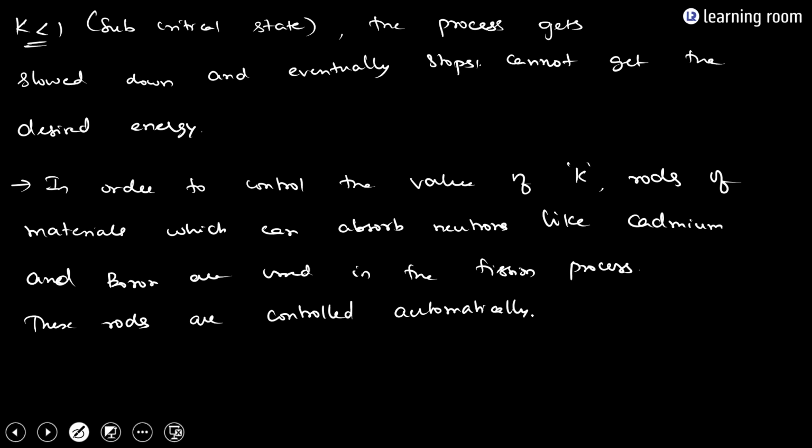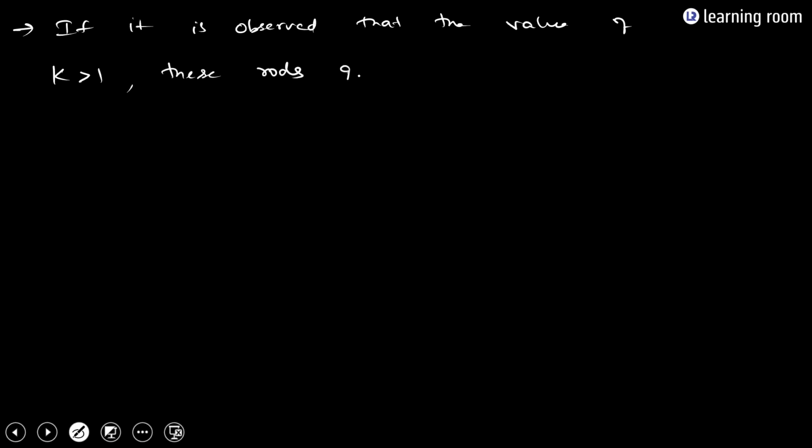So why are they called control rods? Because the job of a control rod is to ensure that the reactor is not going to the supercritical state or subcritical state. So if the control rods observe that the value of k is going to be greater than 1, what does it mean? More neutrons are getting released. So what will happen is, these rods go deep into the reactor and absorb neutrons.